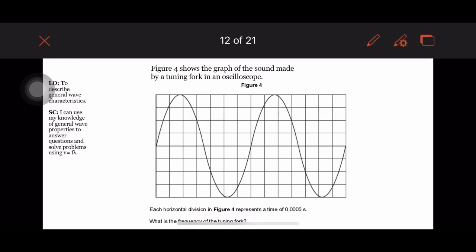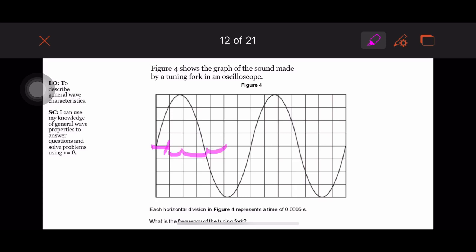It's the same one, similar one. It's not the same, it's similar one. Figure 4 shows the graph of the sound made by a tuning fork in an oscilloscope. What is an oscilloscope? Please research about oscilloscope. It is a device actually. I will not tell you more about it because you need to research about it. Okay, so each horizontal division in figure 4 represents time of 0.0005 seconds. So each line here from here to here is 0.0005 and it continues that way.